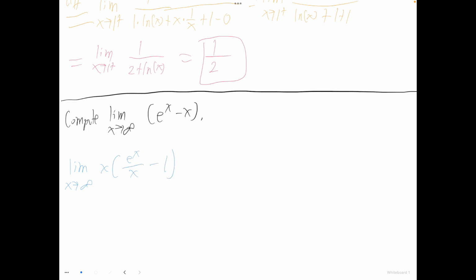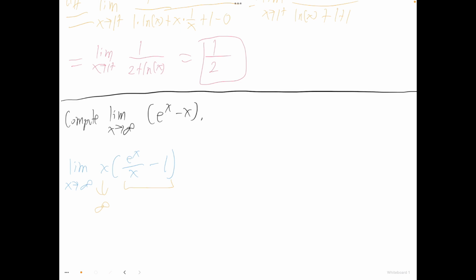And the way you do this is you just pick one of the functions and basically divide it out of everything. And so I picked x, and so I divided x out of everything. And so now we check, is this still an indeterminate form? Well, x is going to go to infinity. And so the question is, what does e to the x over x minus 1 go to?